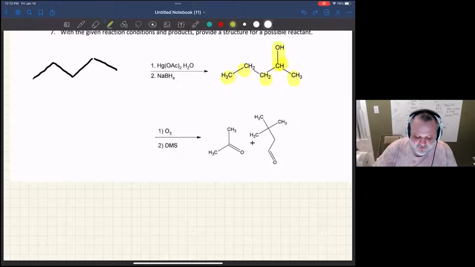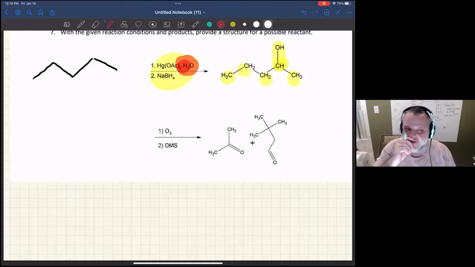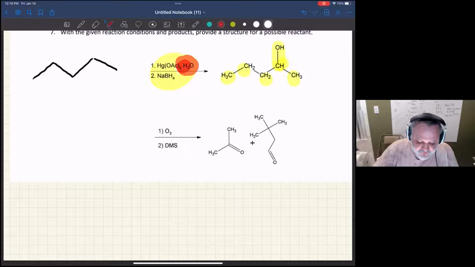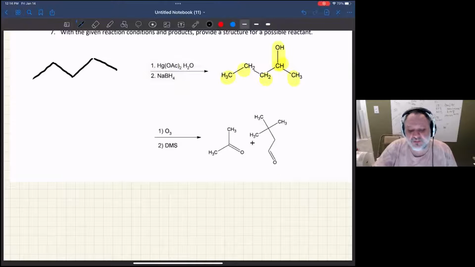Now, let's take a look at the reaction. The reaction is oxymercuration, demercuration, and that adds alcohols, or it adds the nucleophile in the reaction. In this case, the nucleophile is water. It adds that Markovnikov. So it adds it in the more substituted location. And so we always want to pick the reagent or the reactant that would lead to the most efficient reaction.